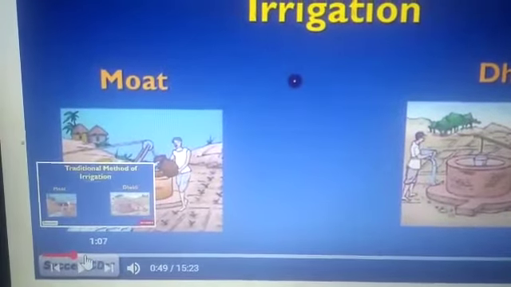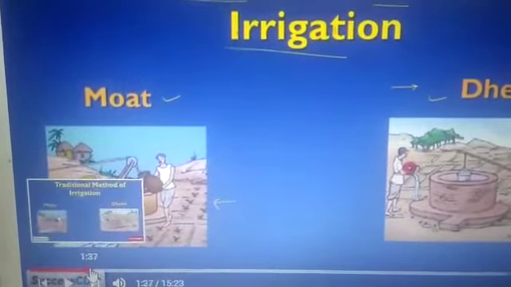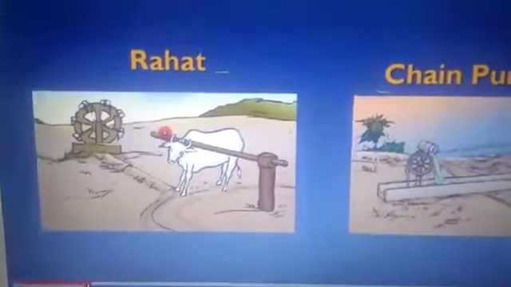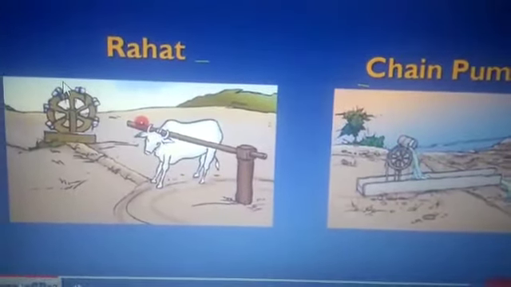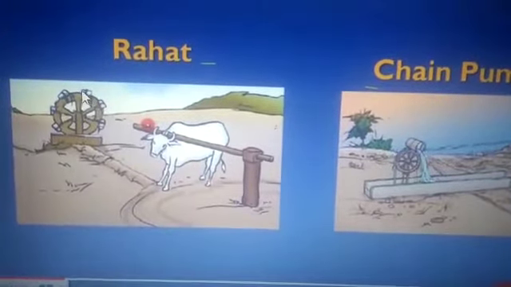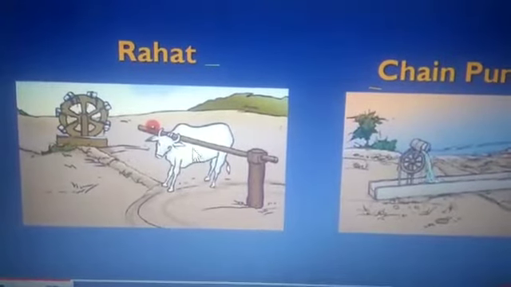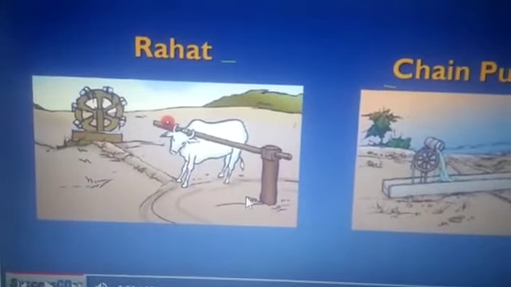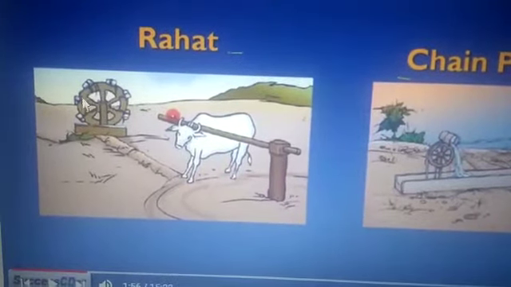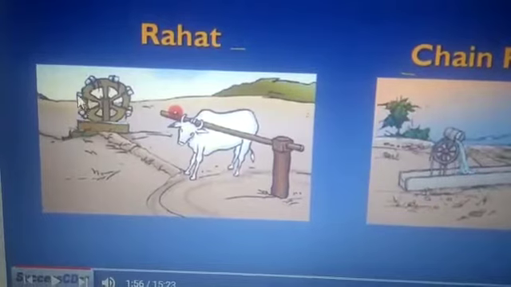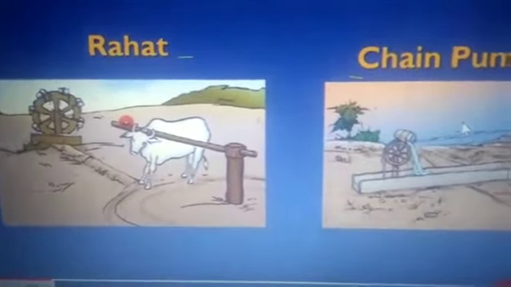Next is rehat. In the rehat arrangement, a wheel is used and this is the bucket attached with this wheel, and this is the ox. And what is the purpose of this ox? This ox rotates this arrangement, and then this wheel rotates and water is supplied to the plant through this arrangement.